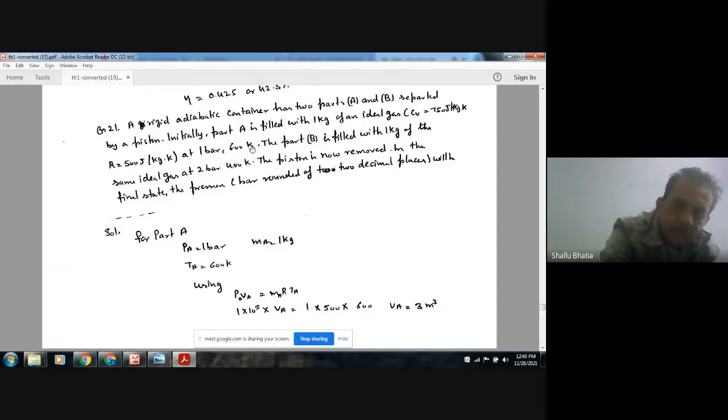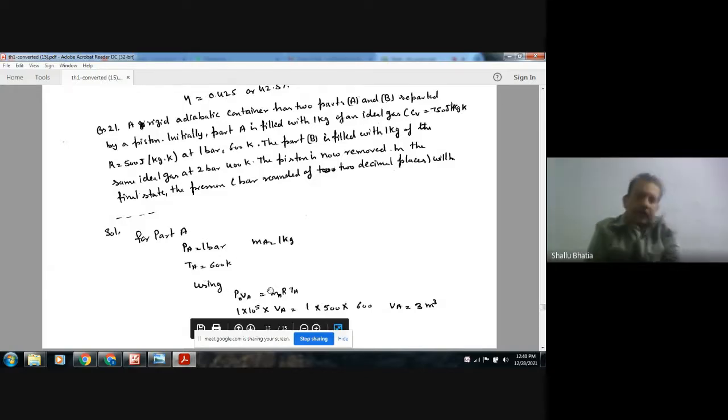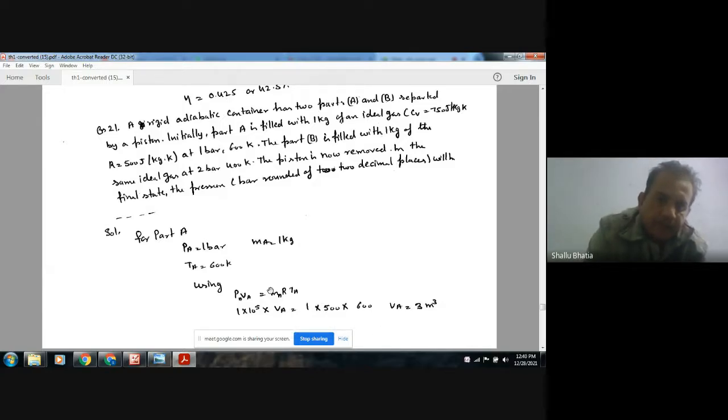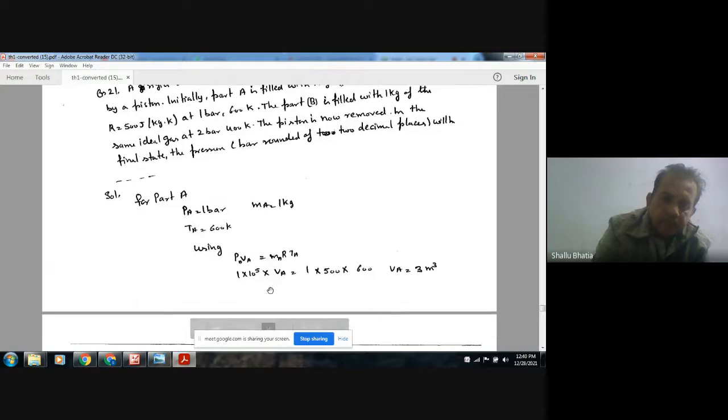Okay, so from this we can calculate the volume of the first part, using the relationship PV equals mRT. R is given as 500, P is 1 bar, m_A is 1, and T_A is 600. The only unknown is volume. Volume is 3 meter cube.